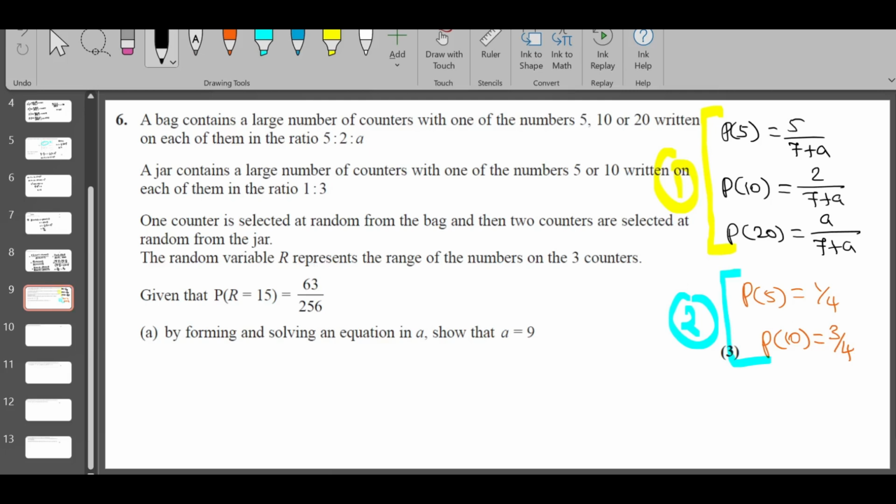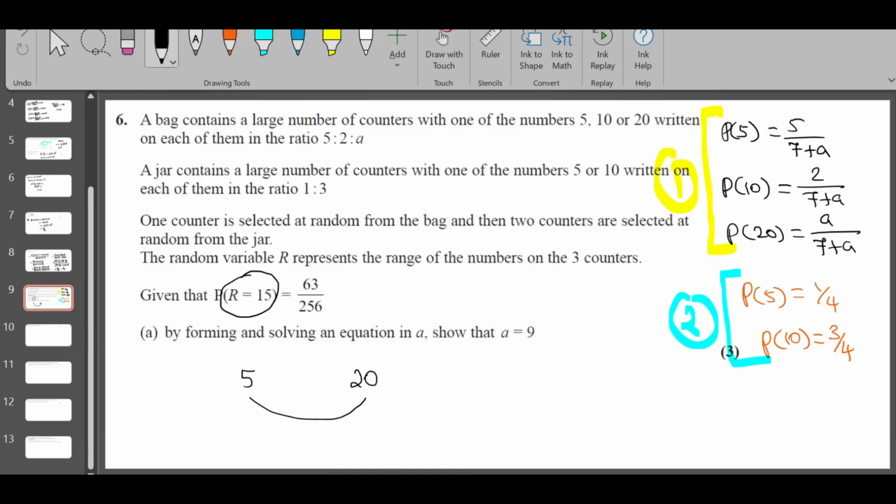Given that P of R is equal to 15 is 63 over this, by forming and solving an equation in A, show that A is 9. Okay, you need to understand what they mean by R is equal to 15. The range is 15. So when do you get the range 15? You need to have the first number as 5, the last number as 20. Then only you will get the range 20 minus 5, 15, right? Using the combination of these numbers. You cannot take any other 2 numbers. You won't get the range 15, right?